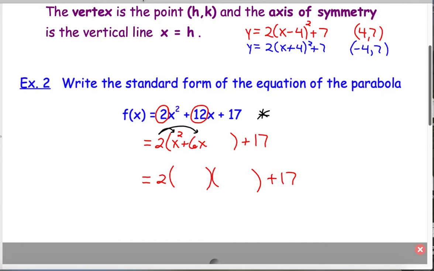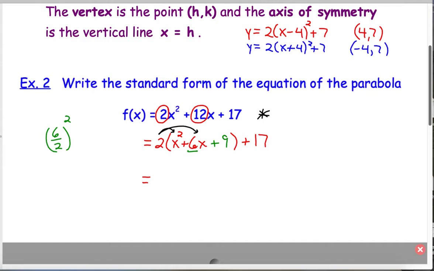So then I could write this, instead of 2 sets of parentheses, I could write it as a quantity squared. So that's my goal. I want to make this a perfect square. So how am I going to do that? Well, all I have to do is look at this number here, divide it by 2, and square it. So that's going to give me 9. So I know I need to add a plus 9 in here.